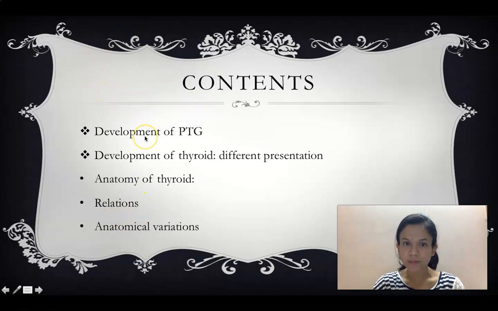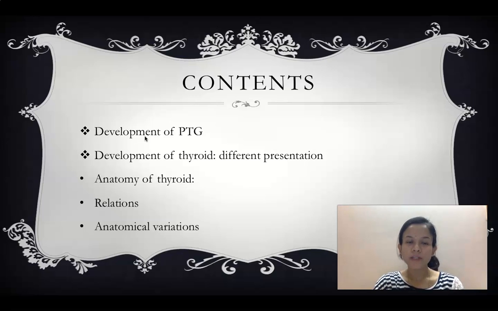First, we'll talk about development of parathyroid gland. Development of parathyroid gland is not at all important for you, but to understand the anatomy of parathyroid gland you need to understand its development. Then we'll be talking about development of thyroid. I'll be covering that in a separate presentation, most probably in the thyroglossal cyst presentation, because a thyroglossal cyst is one of the anomalies of thyroid development.